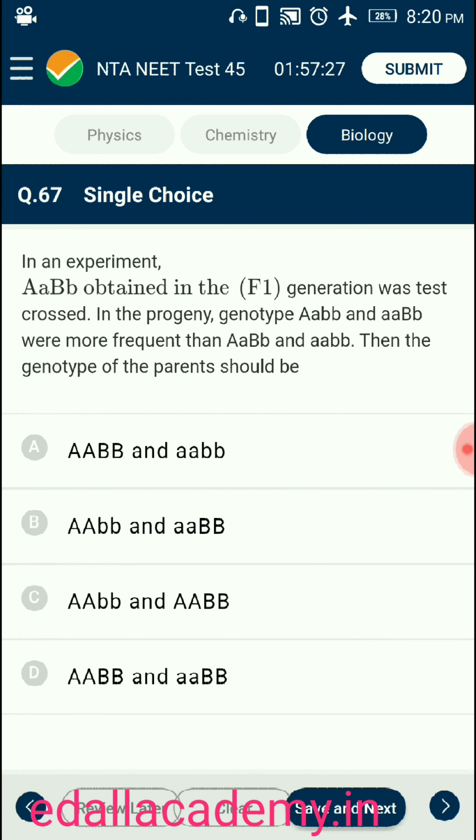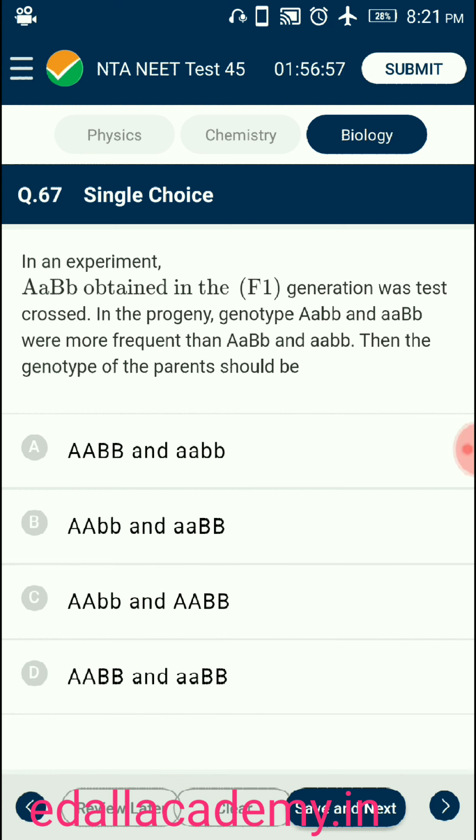Question number 67. In an experiment, capital A, capital B, small b obtained in the F1 generation was test crossed. In the progeny, genotype capital A, small b and small a, capital B, small b were more frequent than capital A, capital B, small b and small a, small b. Then the genotype of parent should be?